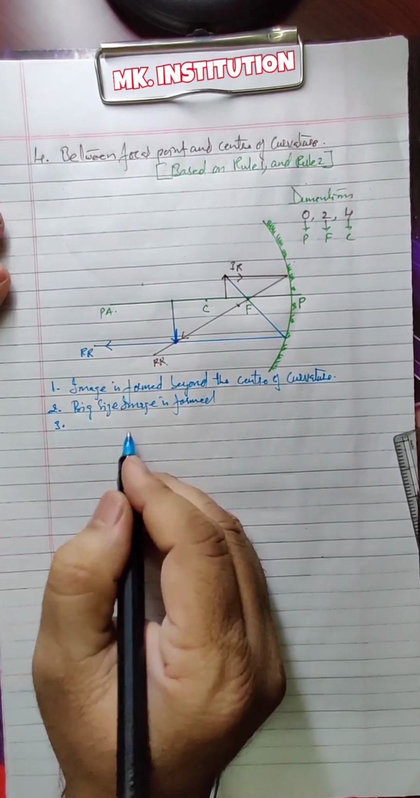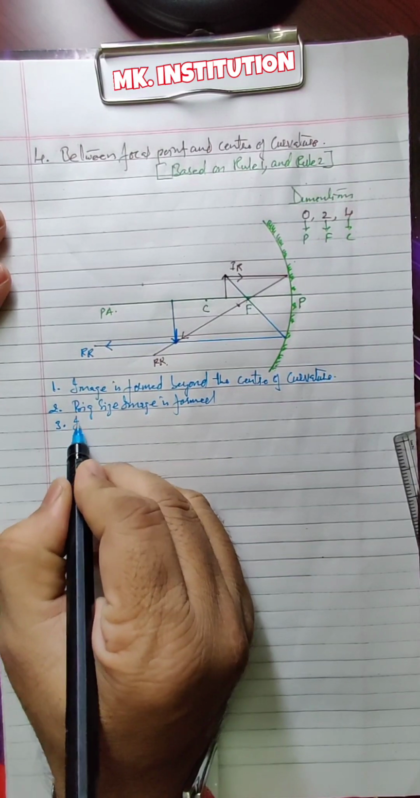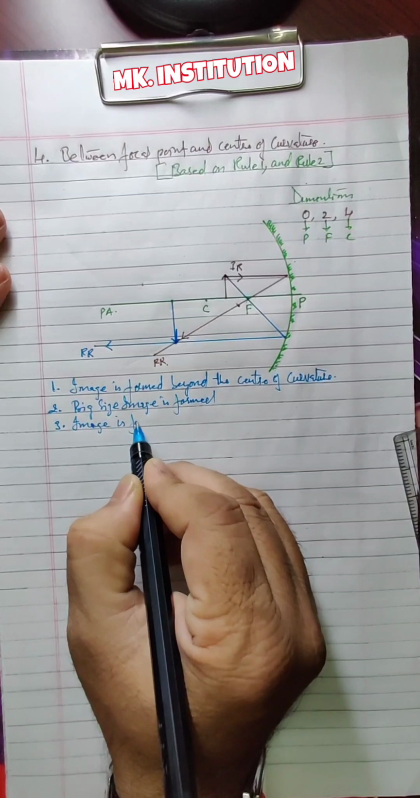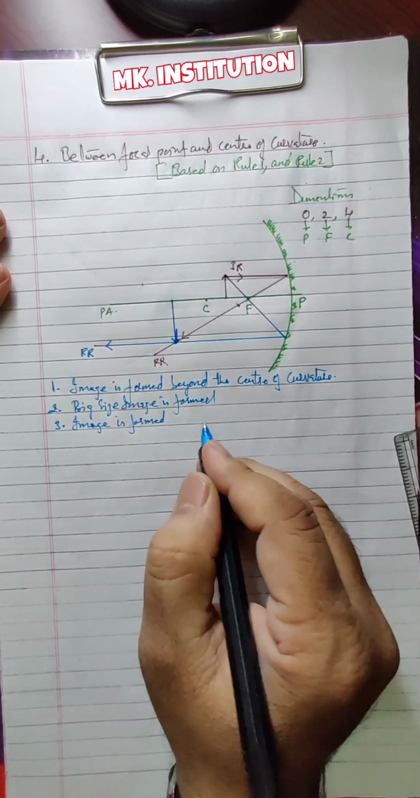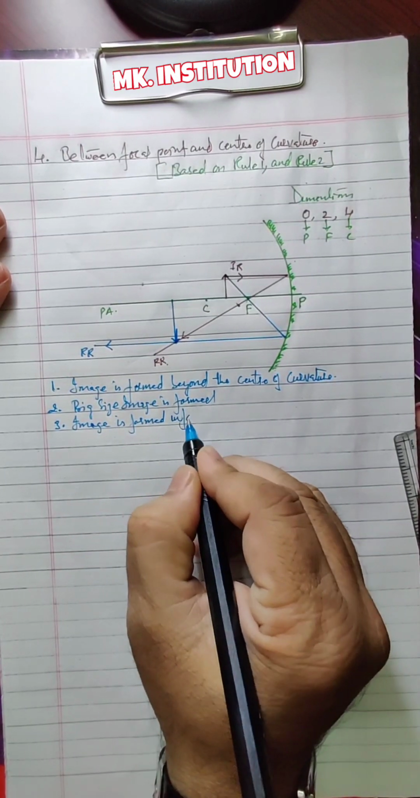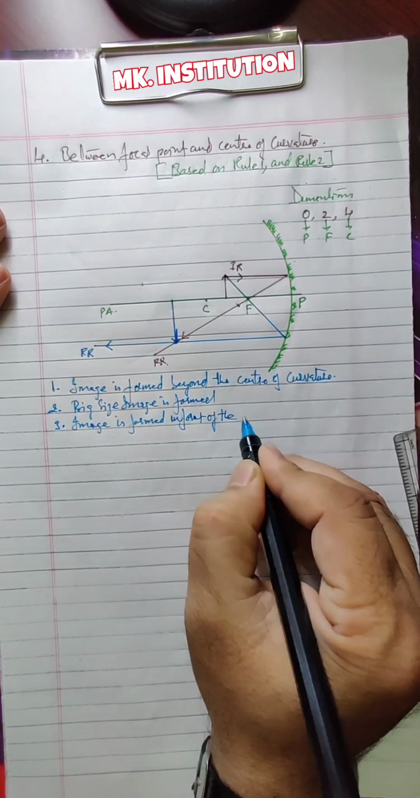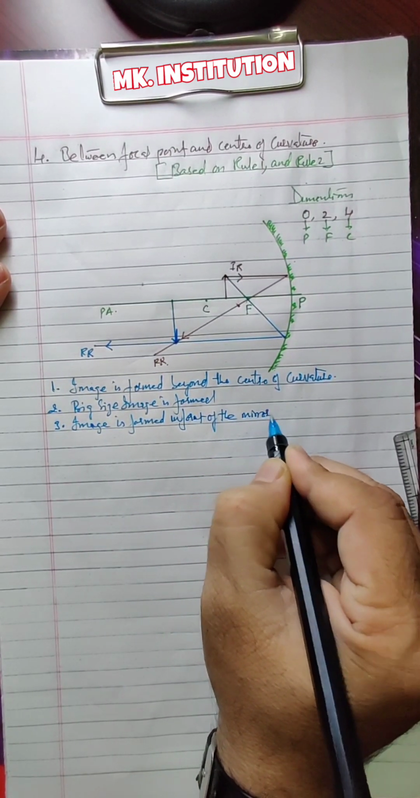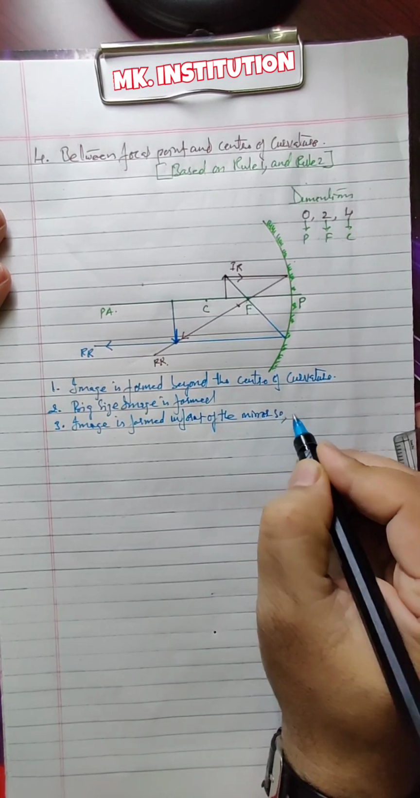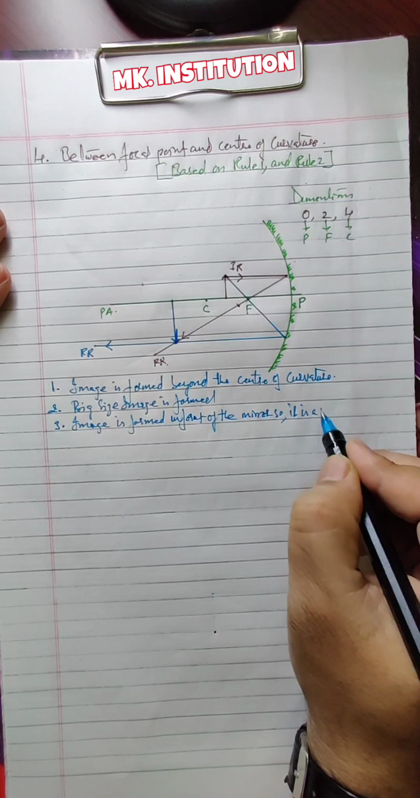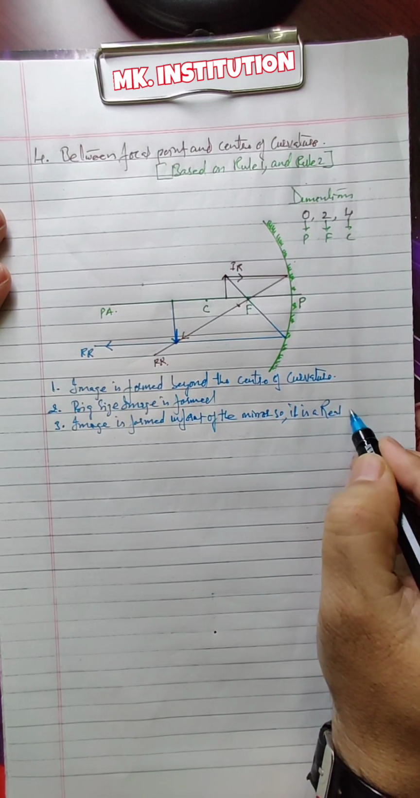Now the third one. Where is the image formed? The image is formed in front of the mirror. So it is a real image.